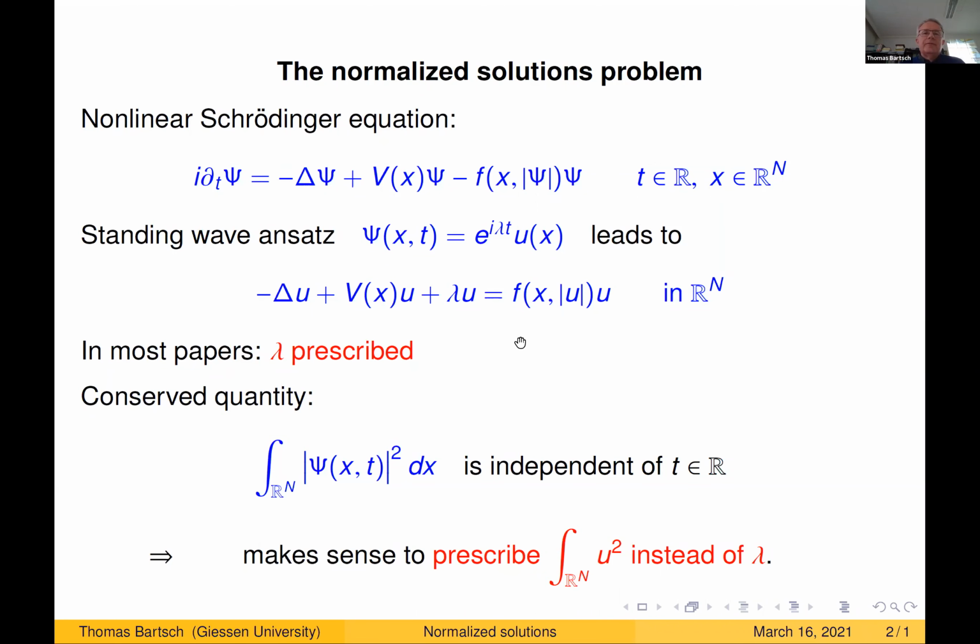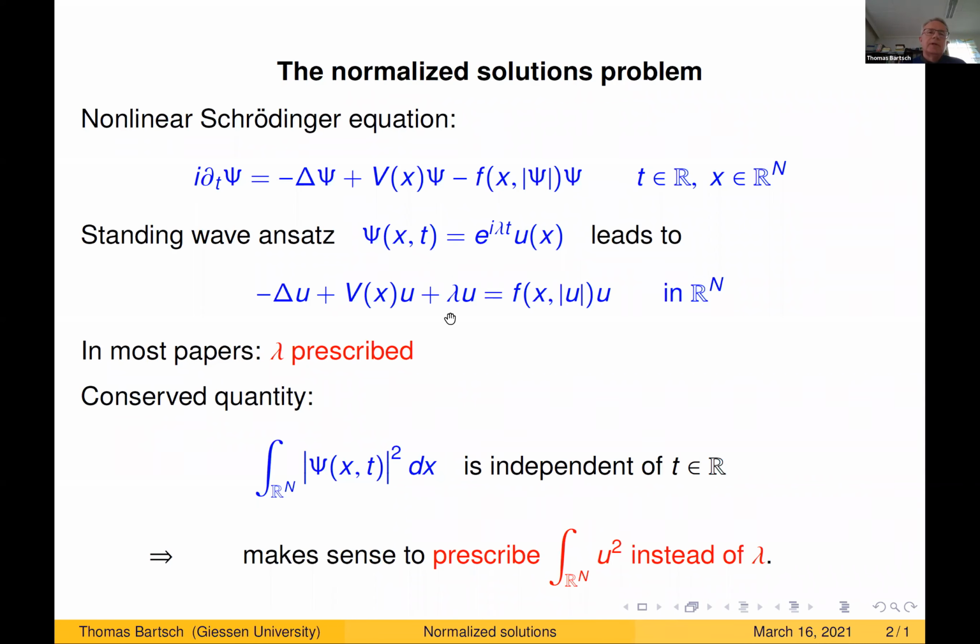But for the solution of this time-dependent Schrödinger equation, the L2 norm of the solution is constant. It's independent of t, of the time. So it makes sense to prescribe the L2 norm of the solution. So that means when you look at this semi-linear elliptic PDE, we now try to find solutions where we prescribe the L2 norm of u. The term lambda will then be an unknown of the problem. And so this is basically what the normalized solution problem is about.